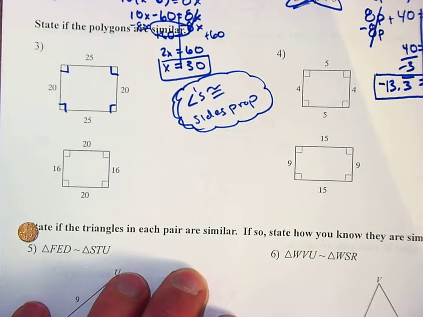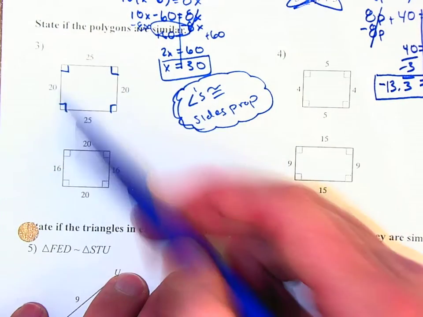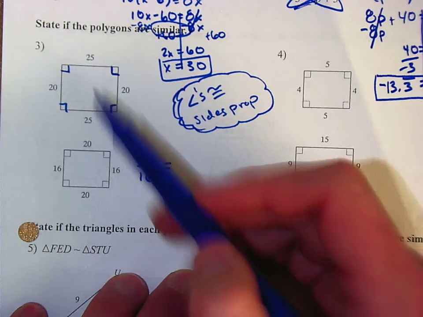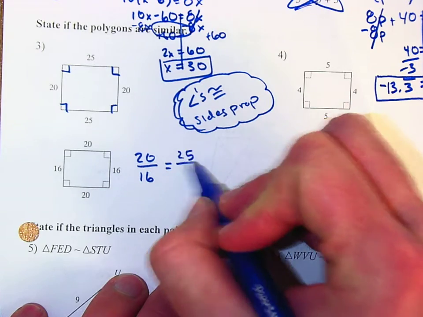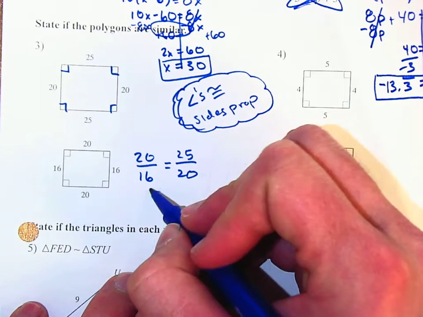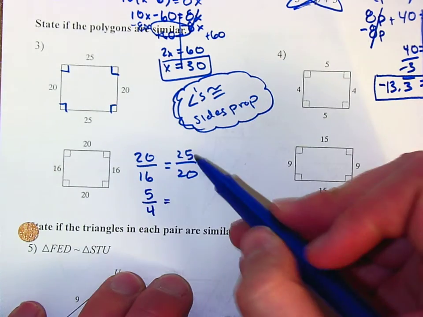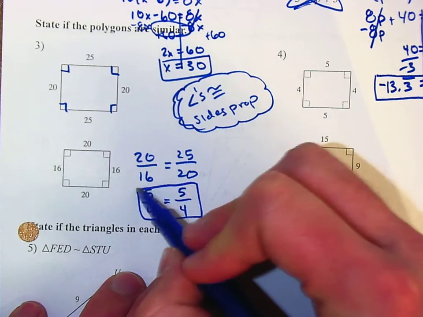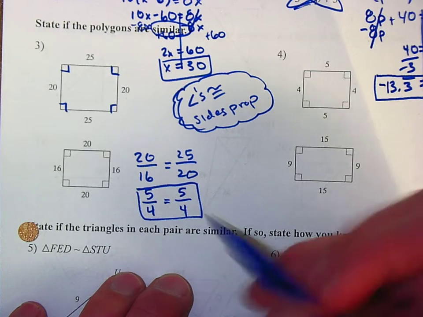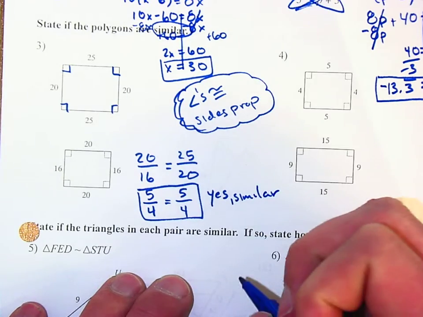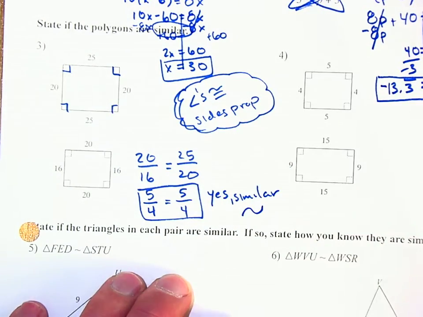Now we need to check that the sides are proportional. So we need to put width over width, so 20 over 16. And we need to set it equal to the length over the length, 25 over 20. Well, these both divide by 4, gives us 5 over 4. And these both divide by 5. That gives us 5 over 4. So we know that the sides are proportional. So we can say yes, they are similar. Or you could use the sign for similarity, which is that squiggly right there, also the tilde in Spanish.